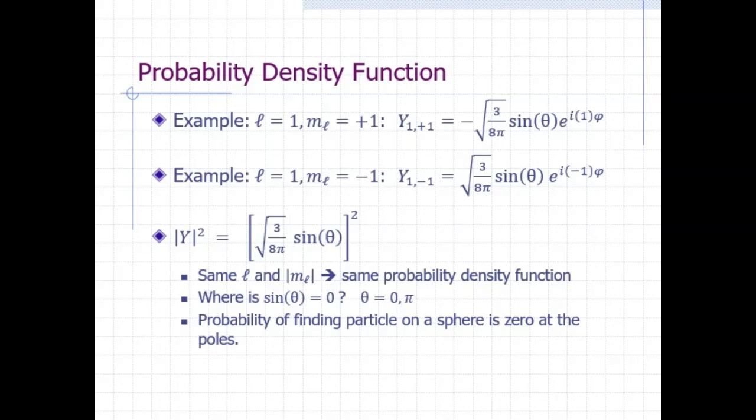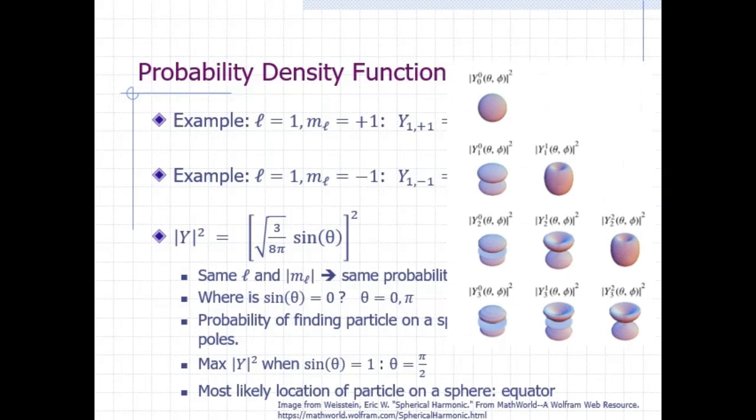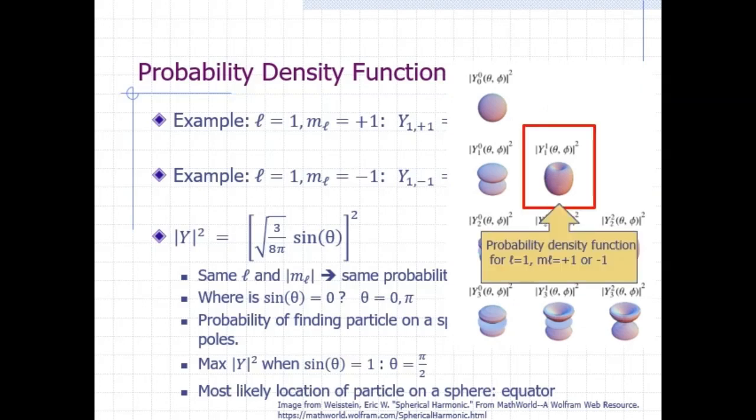Where is the most likely location of the particle? That would be when sine theta is 1. Sine theta is 1 when theta is pi over 2, which is the xy plane. For a particle on a sphere, the intersection of the xy plane and the sphere is the equator. Recall the three-dimensional surface plot for the probability density that we saw earlier. Now, we can understand the dimple at the positive z-axis direction and the bulge around the equator. If we could manipulate the view, we should also see a dimple in the negative z direction.